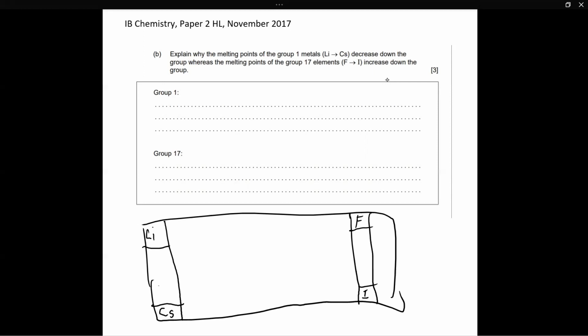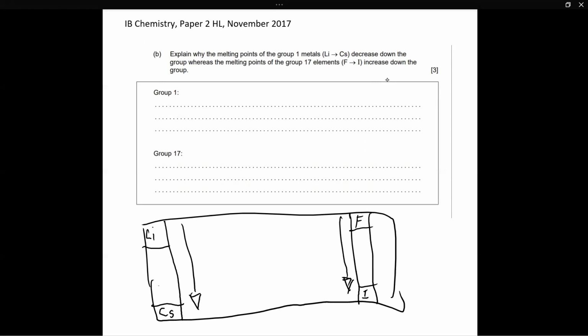So as you move down the group, we happen to see a trend in both group 17 and group 1. And it's to do with the melting points. We begin to see that the melting points of group 1 decrease, whereas the melting point of group 17 increases. Now, why does this happen? What is the reason? That is what they're asking us in this question.